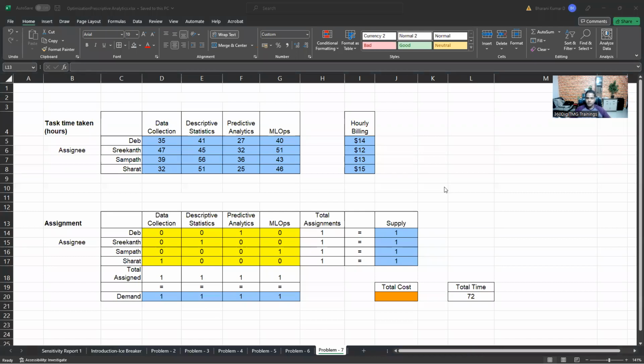So here, assume that you have four people and you have four tasks: data collection, descriptive statistics, predictive analytics, and MLOps. And you have the duration on how many hours each person is going to take to accomplish a specific task. And also you have their hourly billing. How much do you charge per hour to your, say, customer?